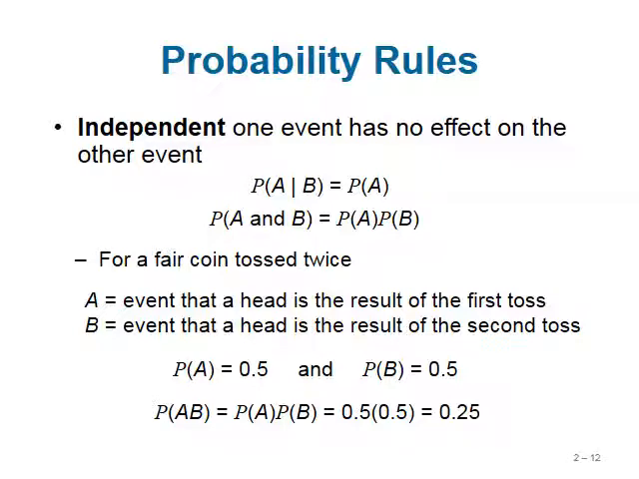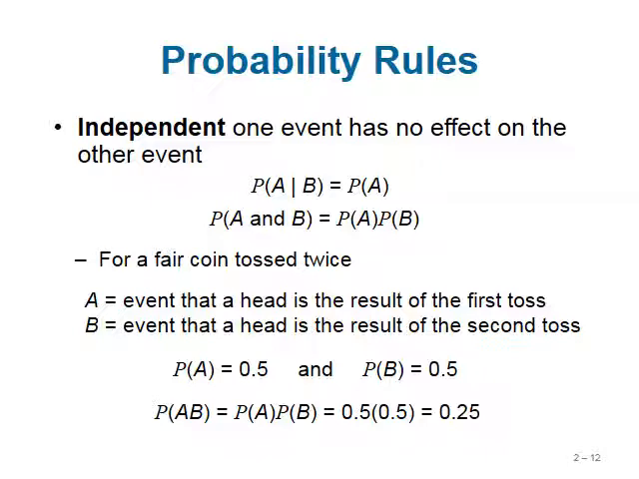Independence in probability occurs when two events have no bearing on each other. In this example, whatever the first toss of a coin, it will not affect the second toss of that coin. When this occurs, we can see that the probability of A given B is the same as just the probability of A.